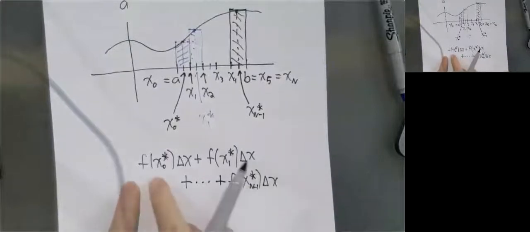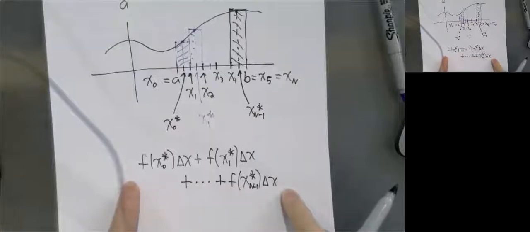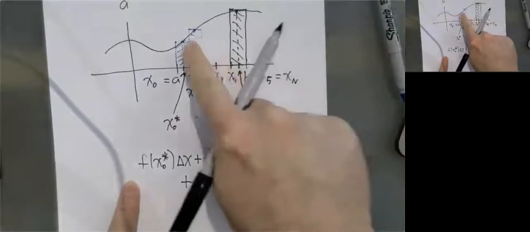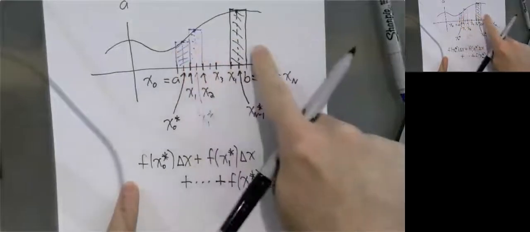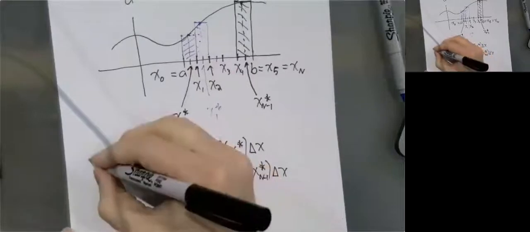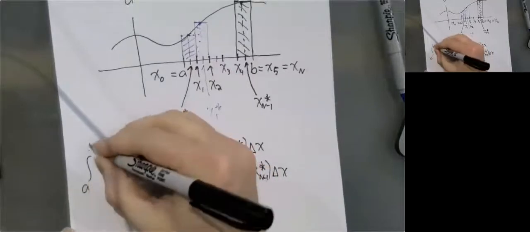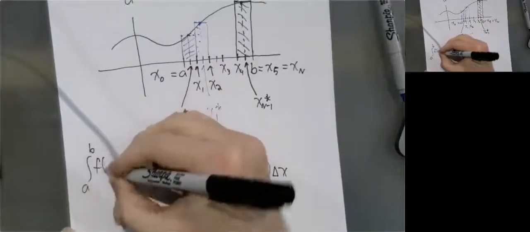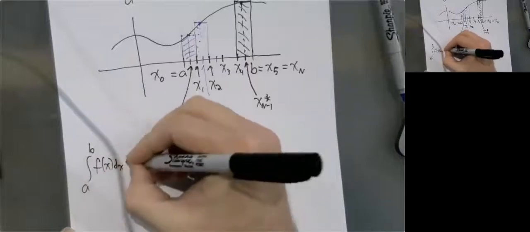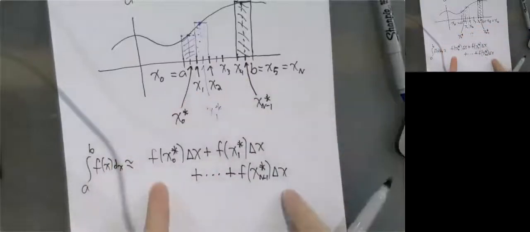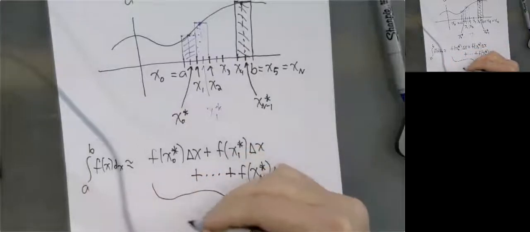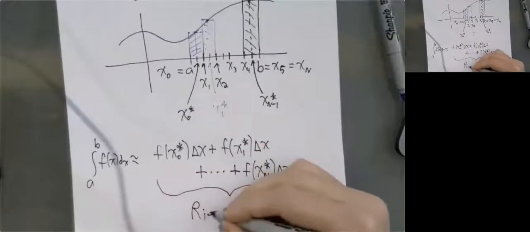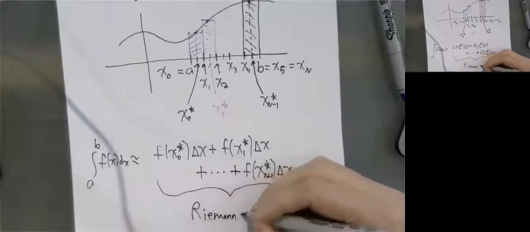And then when we add up all these individual contributions, what we get is the area under the curve from a to b, the total area under the curve from a to b, at least to a good approximation. So the integral from a to b of f of x dx is approximately given by this sum. And this sum is called a Riemann sum.